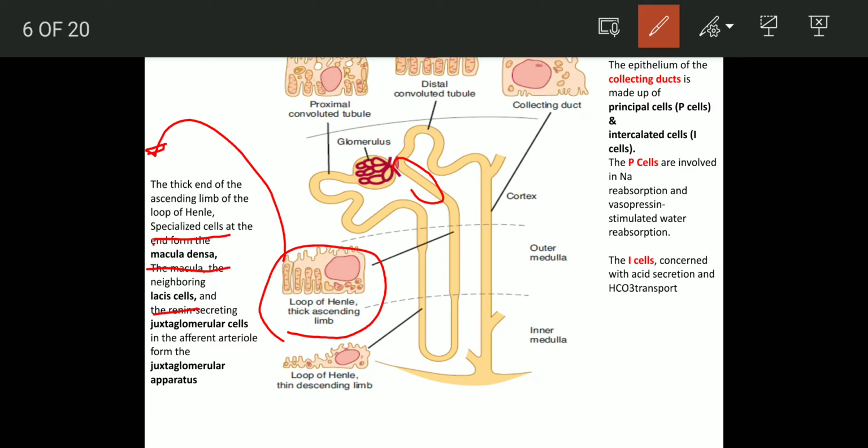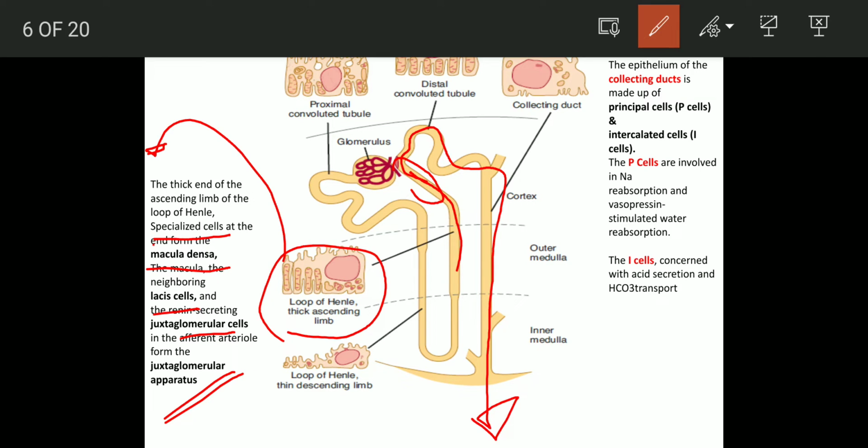Now the Lacis cells are basically secreting juxtaglomerular cells, and this forms the juxtaglomerular apparatus. This juxtaglomerular apparatus will help in the regulation of your blood pressure. This will secrete renin, and this has many roles. In the next slides, I'll be discussing this. So once there is an increase or decrease in the urine volume, the urine goes and there is formation, and then it will be secreted into the urine.